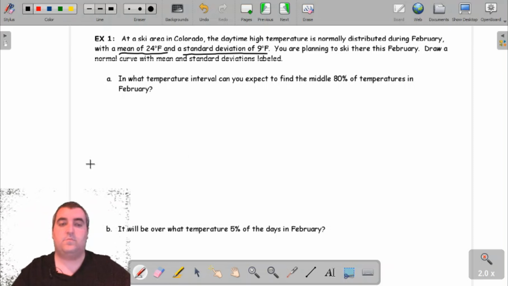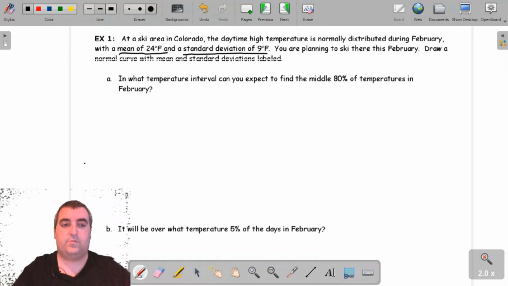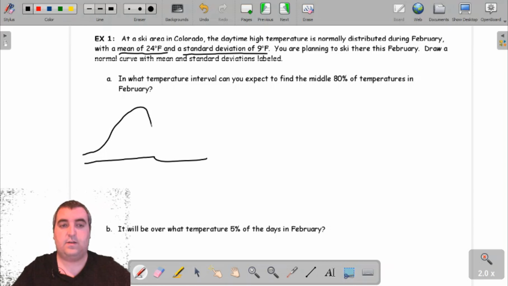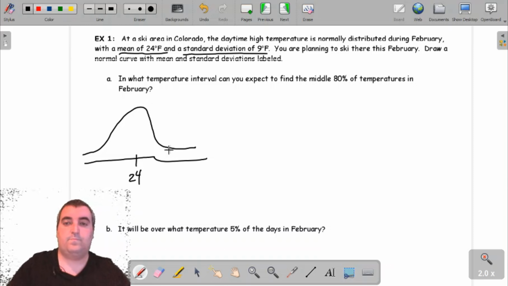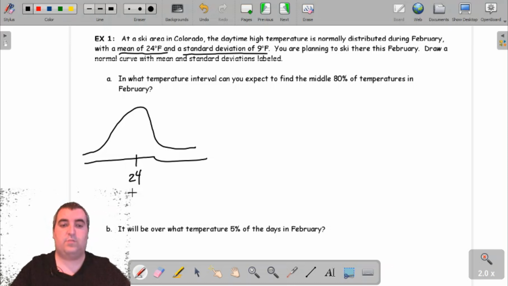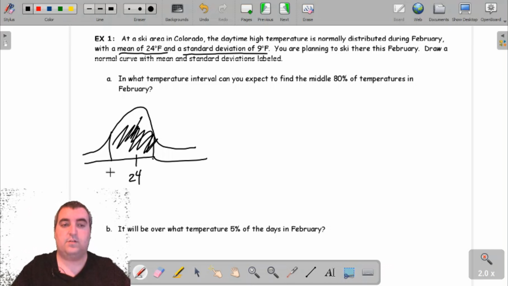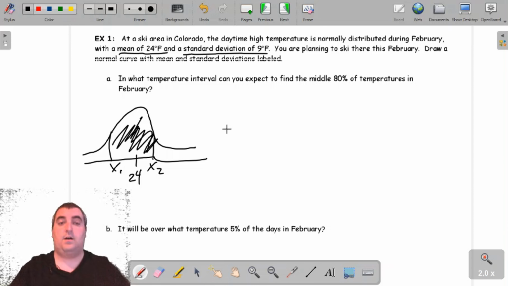If we want to draw out this curve, which we'll use for both problems, pretend that was a straight line, and then we've got our bell curve here, probably more symmetric than normal. 24 is our mean, and I'm going to go up and down by 9 for each tick mark. But really what we're looking for in this problem is the middle 80%. So in part A, we're trying to figure out what this number is and what this number is, x1 and x2.